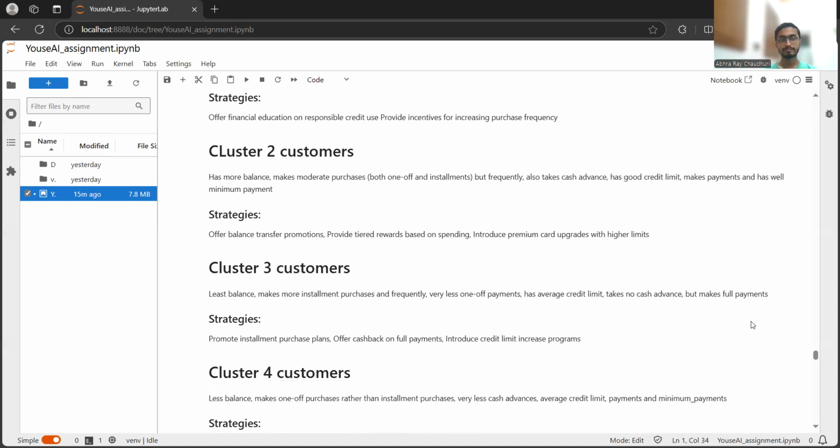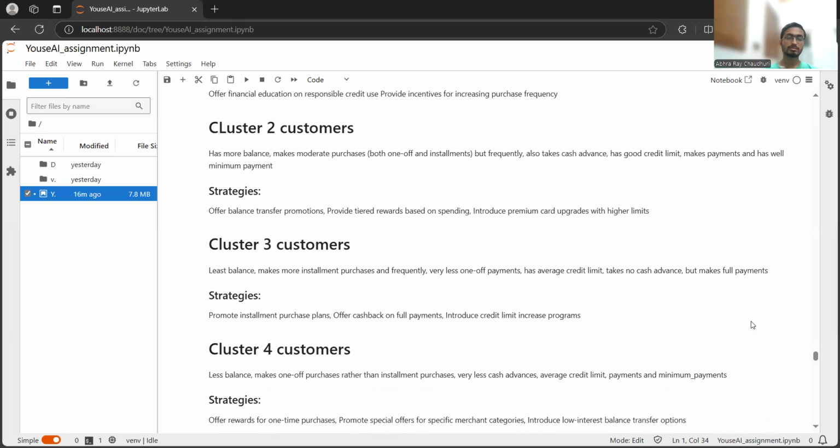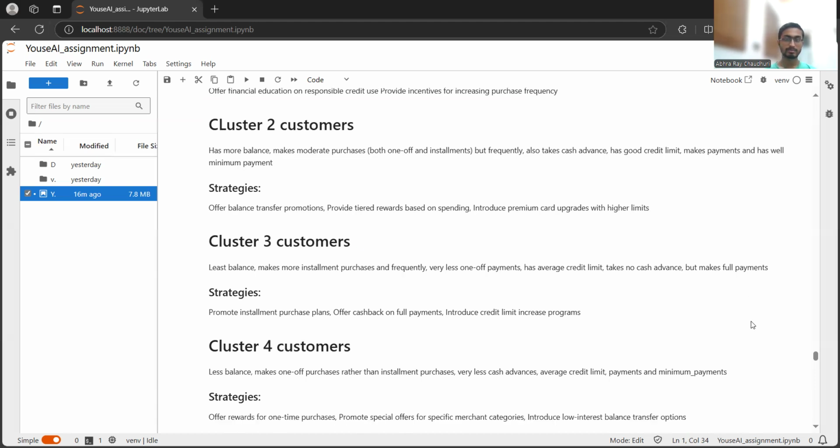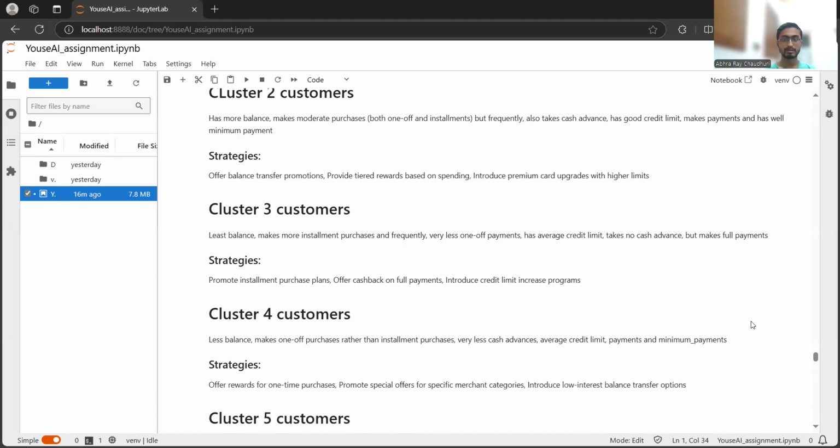Cluster 2 customers have more balance and moderate purchases, making both one-off and installment purchases as well. Also, they are taking cash advance, with a moderate credit limit. So their profile is much more balanced. We can offer strategies like balance transfer promotions, tiered rewards based on spending, premium card upgrades, and higher limits.